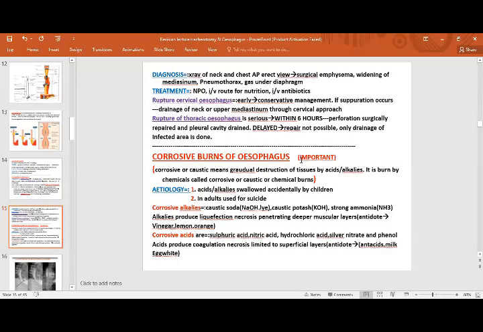So the question comes: acid or alkali, which one is more dangerous? Alkalis are more dangerous because they damage the whole layers: mucosa, submucosa, muscles, and then adventitia. In adults, corrosive alkalis include caustic soda, potassium hydroxide, and ammonia, and corrosive acids are sulfuric acid and nitric acid. These are comparatively less dangerous than alkalis, although still very dangerous.